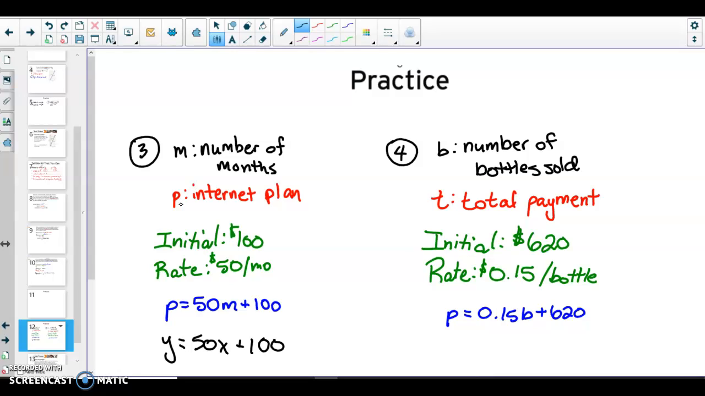Number 4 says number of bottles sold is B, and the total payment is T. Initially, we have $620, and our rate is 15 cents per bottle. So there's our rate. We're going to put our variable with it, so 0.15B, 0.15 per bottle, plus the 620 we started with, and that gives us T over here. T equals 0.15B plus 620.